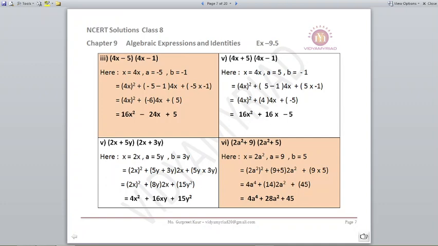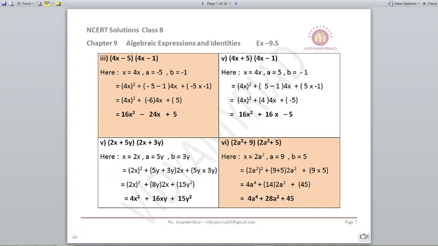Fourth part, 4x plus 5, 4x minus 1. So let us put it into the formula. (4x) the whole square plus (5 minus 1) the whole 4x plus 5 into minus 1. So you get 16x square plus 16x minus 5.